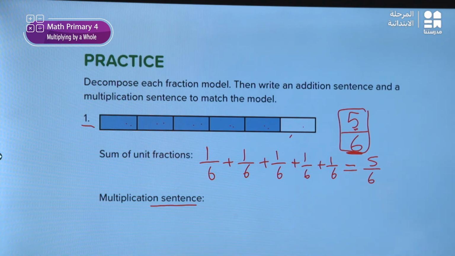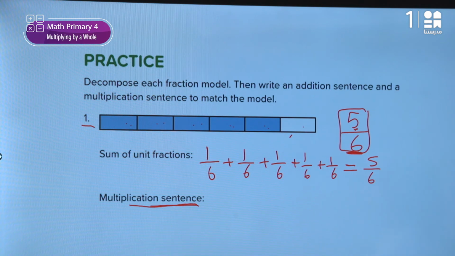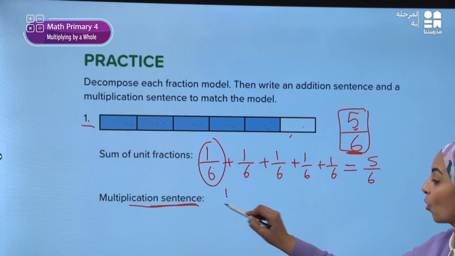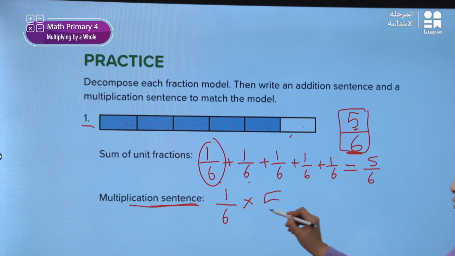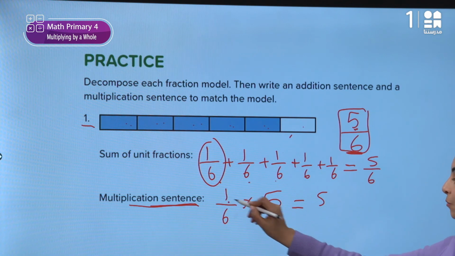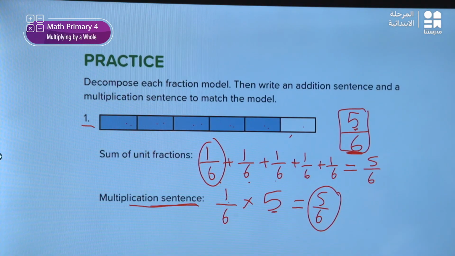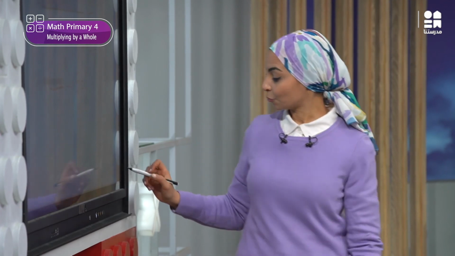Okay, now if we are going to write the same fraction but now in the form of a multiplication sentence as you see here. So what should I do? Yes, I will multiply 1/6 times the number of repetition. هو أنا عدتها كم مرة؟ 5. So 1/6 times 5. The answer will be I will multiply 5 times 1 equals 5 over the same denominator which is 6. So the answer is, as you see here, 5/6. And now you can answer problem 2 and 3 on your own because it has the same idea as problem number 1. Now let's move to problem number 4.